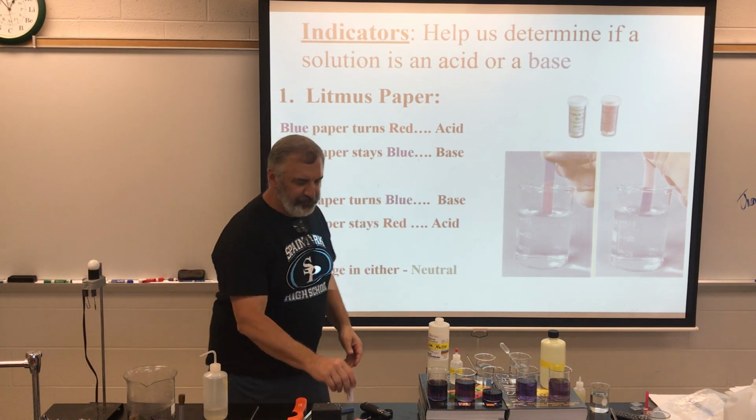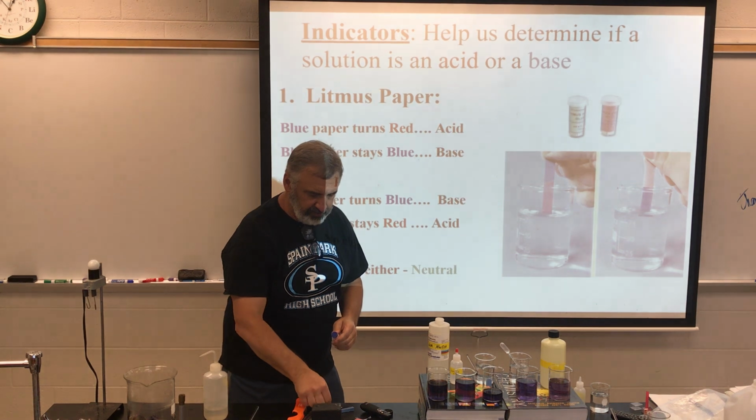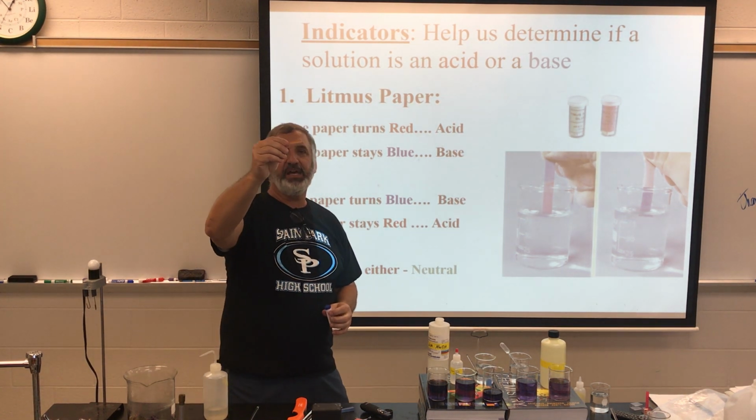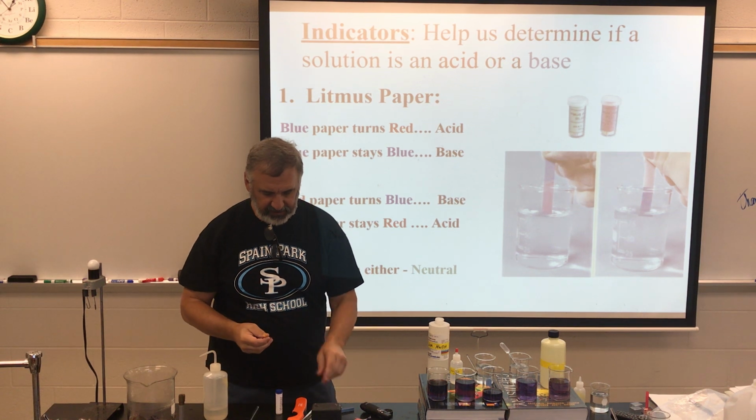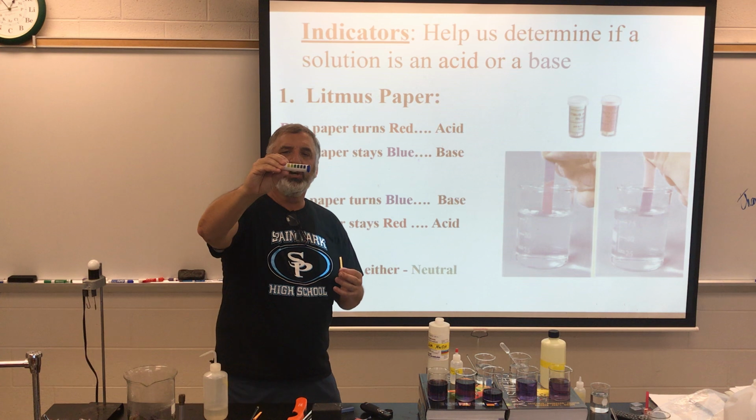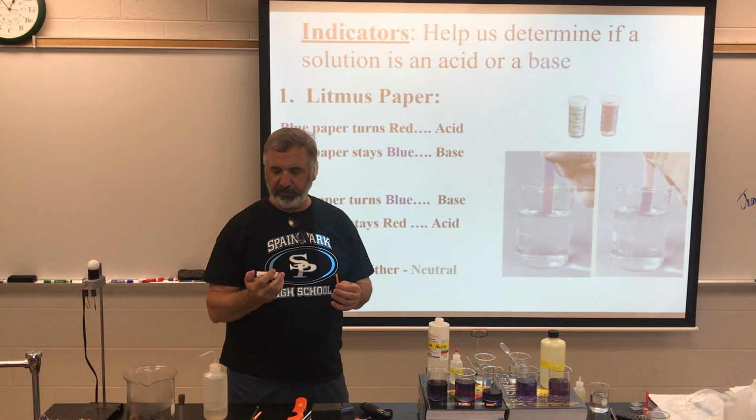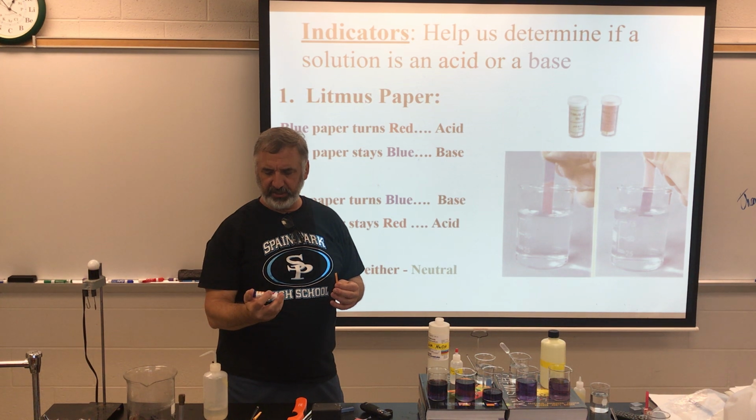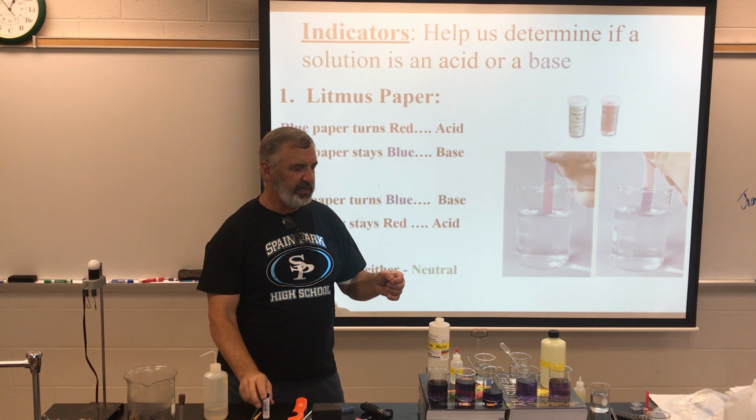Now, a better form of litmus paper is what we call pH paper, which is neither red nor blue, it's just this color. Depending upon the pH, it's going to change all different colors, so it's much more versatile. You can get the pH anywhere from, what does it go down to? It goes all the way from 1 to 12. We can get the pH of this.